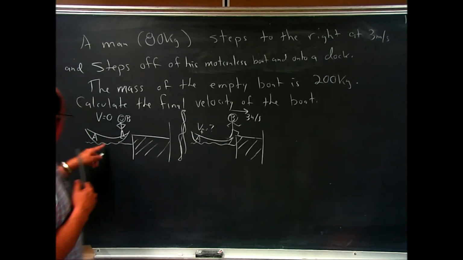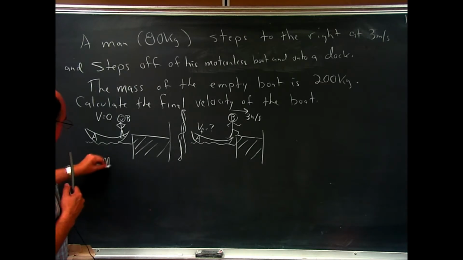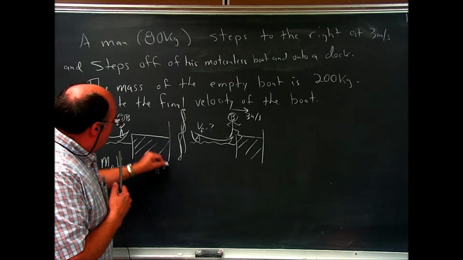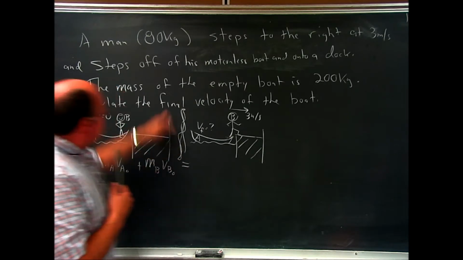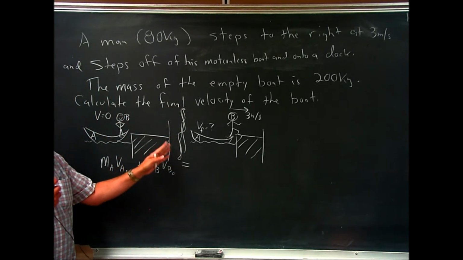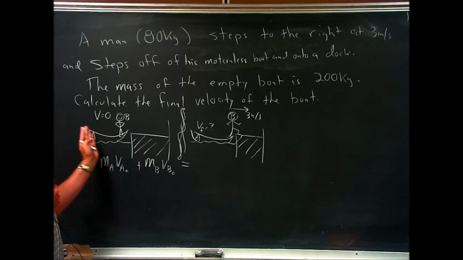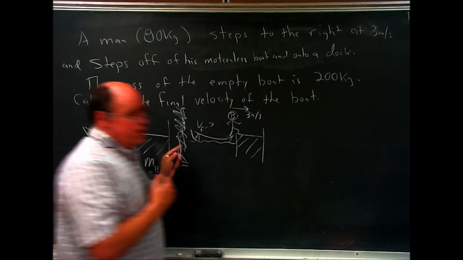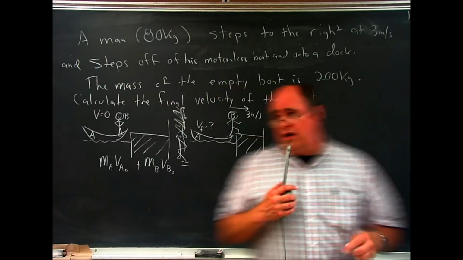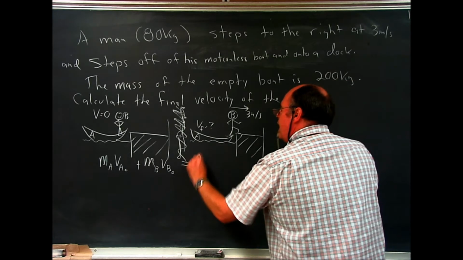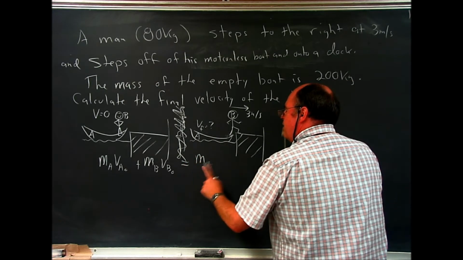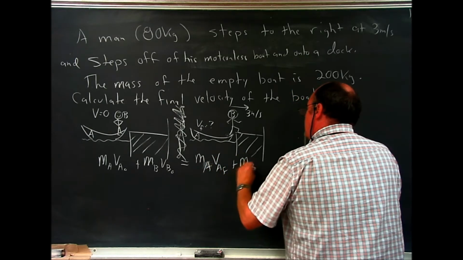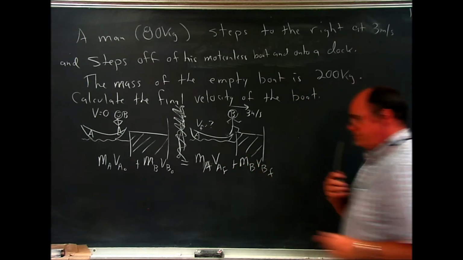So right underneath this, I'll say I have mass A, velocity A initially, plus mass B, velocity B initially, equals. Now that's the squiggly line. This is the moment when they separate. To the left is before, and to the right is afterwards. That squiggly line represents the moment of separation. So over here, I'll write the mass of the boat, which is A: MA, VA final, plus MB, VB final.